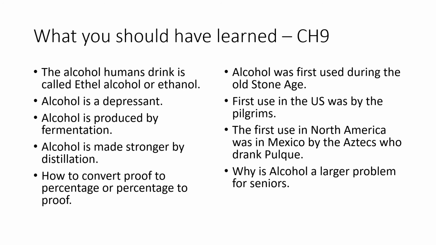What should you have learned from this video or the readings in Chapter 9? Well, the alcohol humans drink is called ethyl alcohol or ethanol. Alcohol is a depressant, a central nervous system depressant. Alcohol is produced by fermentation, and alcohol is made stronger by distillation. At this point, you should know how to convert proof to percentage or percentage to proof. As far as the history of alcohol, alcohol was first used during the Old Stone Age. The first use in the United States was by the Pilgrims. The first use in North America was by Aztecs in Mexico who drank pulque. And you should know why alcohol is a larger problem for senior citizens.